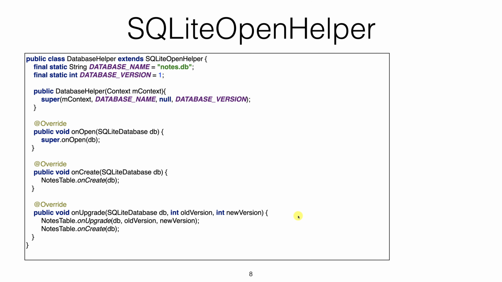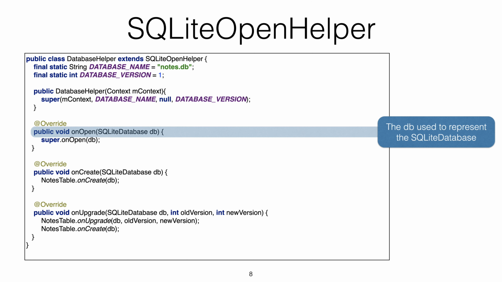Now the SQLiteOpenHelper looks something like this. You create your own class and you extend the SQLiteOpenHelper, and we'll look at that in very, very long detail in the next screencast, where we actually go and implement this, right? So what I want you to pay attention to is there is an onOpen, an onCreate, and an onUpgrade, right? Only onCreate and onUpgrade are required.